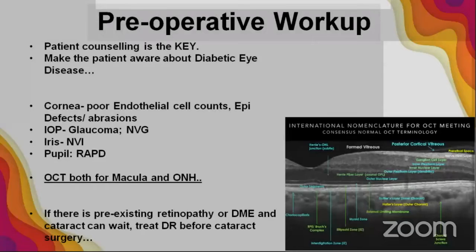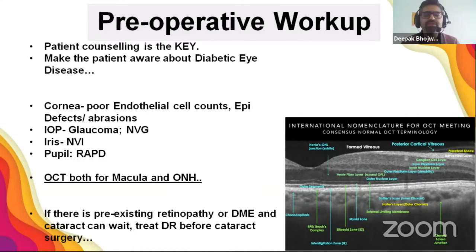Pre-operative workup: this is a basic checklist, the highlight being patient counseling. The patient should be counseled that diabetes per se can cause retinopathy, cataract, corneal problems, and other problems including glaucoma. He should be made aware of the concept called diabetic eye disease, that this is a small part of a big spectrum of disease called diabetic eye disease. Once the patient accepts that he is suffering from diabetic eye disease, and that cataract surgery will help him a little bit more, especially if there are no other comorbidities, he will accept whatever lenses and whatever post-operative regimens you have.